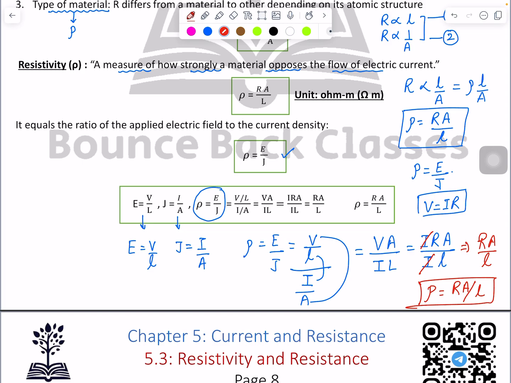As we know, we have rho equal to R A by L. For R we get ohm. For A, area is meter square, divided by length, which is meter. So one meter cancels. So what we get? Rho is ohm meter. Clear, guys?